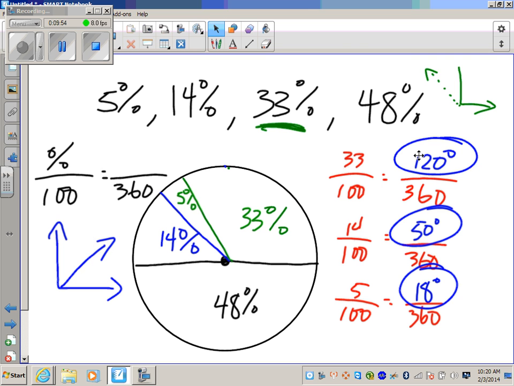So it's all about size relation too. This 5% should be about a third of this, right? I mean, 5 is just about a third of 15, right? So just try to think of things in relation to size as well. Now, if you had a protractor, you could get it perfectly, but I don't need it perfect for today.